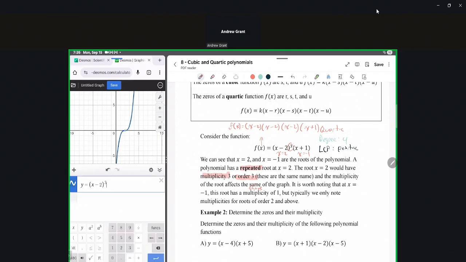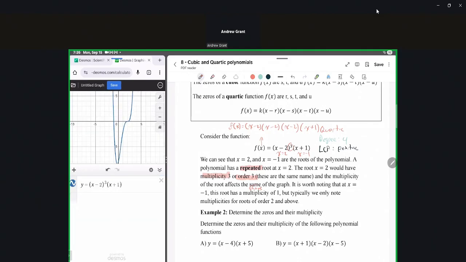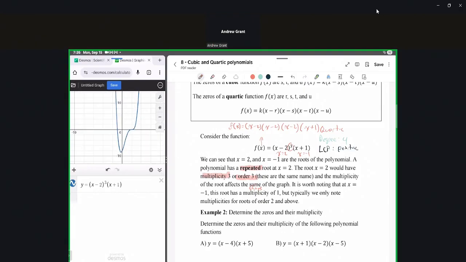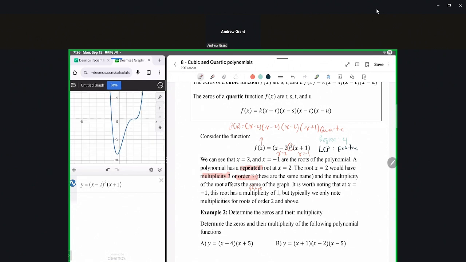Now, if I tack on an x plus 1 term into here, you'll notice the graph maintains that little curve. Here it is. There it is. So you can see here at x equals -1, it just passes through. And at x equals 2, it has that multiplicity 3 where it S shapes its way through. In general, if you have order 3, that means the graph will S shape its way through.